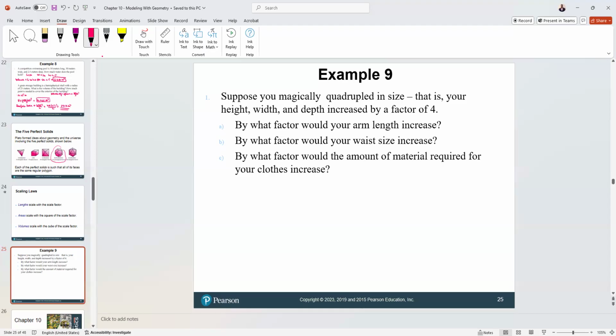All right, by what factor would the amount of material required for your clothes increase? For this, the material required for your clothes is a function of surface area. So the amount needed increases by a factor of 4 times 4, which gives you 16. Okay, so hoping this helps.